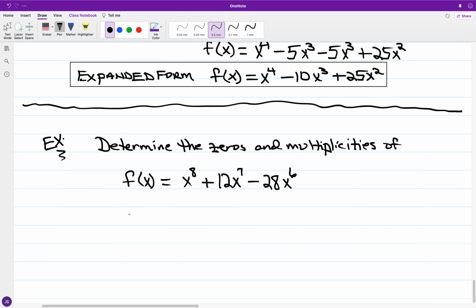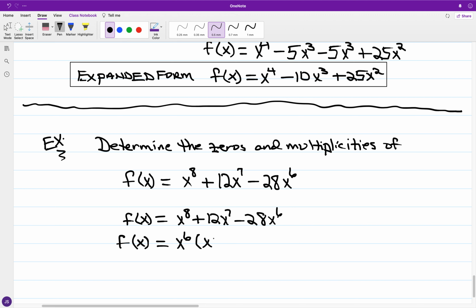So if we're looking at taking what I have and breaking it down, going from this expanded form to the factored form, if you notice, all these terms have raised powers in the variable x. The greatest common factor here is going to be x to the 6th. So I have x to the 6th, and taking into this trinomial, we have x squared plus 12x minus 28.